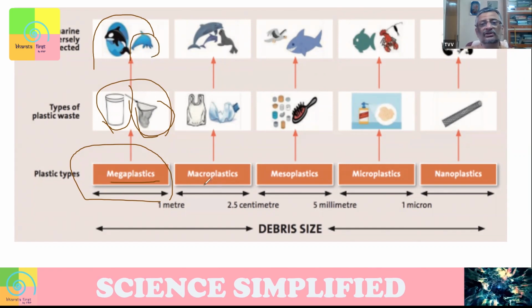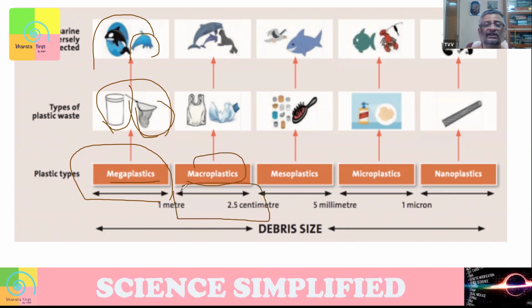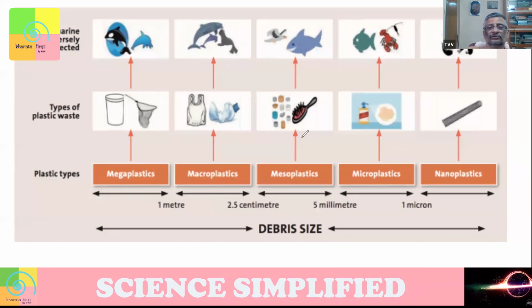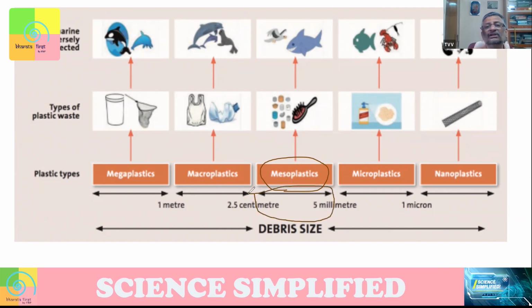Then you have macroplastics. Macroplastics are between 1 meter and 2.5 centimeter. So bottles and our carry bags all come under macroplastics. Macroplastics can again entangle animals or creatures in the marine environment. It can affect the biotic issues. Then you have something called mesoplastics, like, for example, the bristles. They are all very tiny, right? So it's basically about 2.5 centimeter to about 5 millimeter.